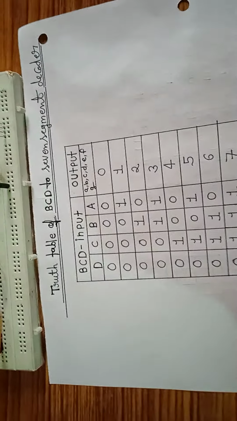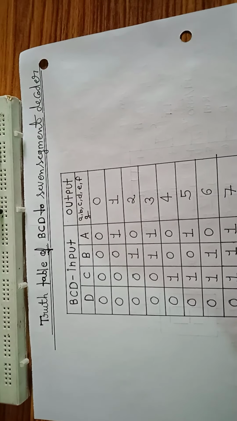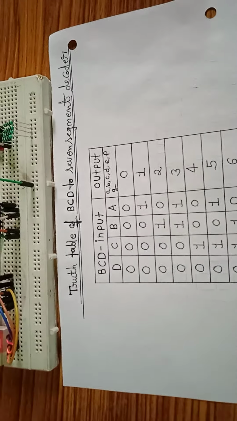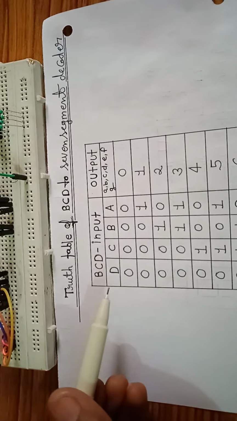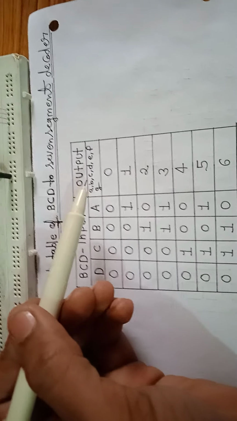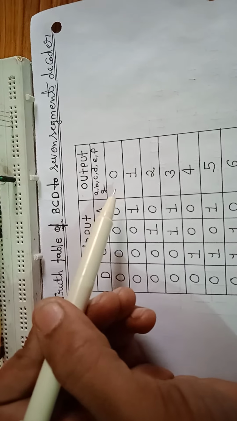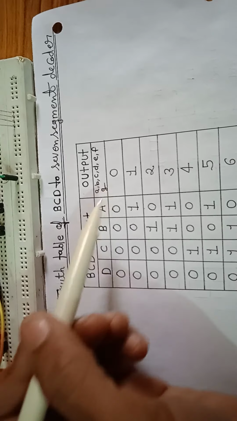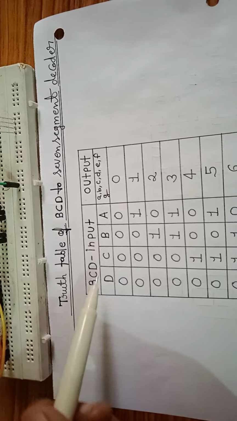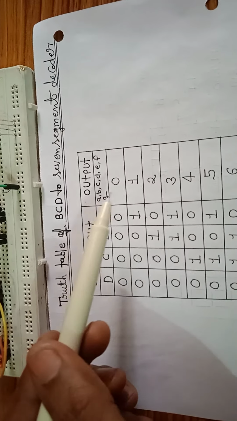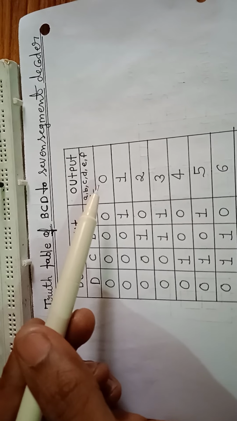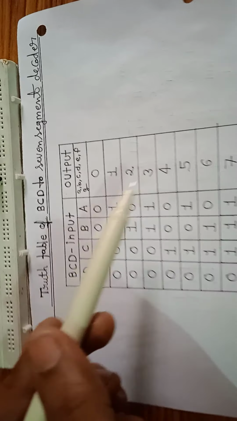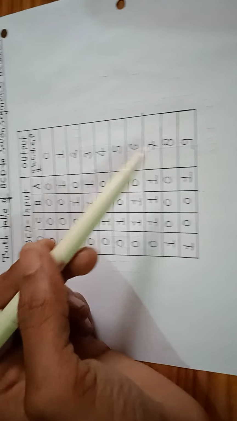And here is the truth table of the BCD to 7 segment decoder. In the first condition, when the 4 BCD inputs A, B, C and D are 0, then the digit 0 will be displayed on the 7 segment display. By changing these four BCD inputs A, B, C, D, we can change the digit printed on the 7 segment display. Here we can print digits from 0 to 9 by changing these A, B, C, D BCD inputs.